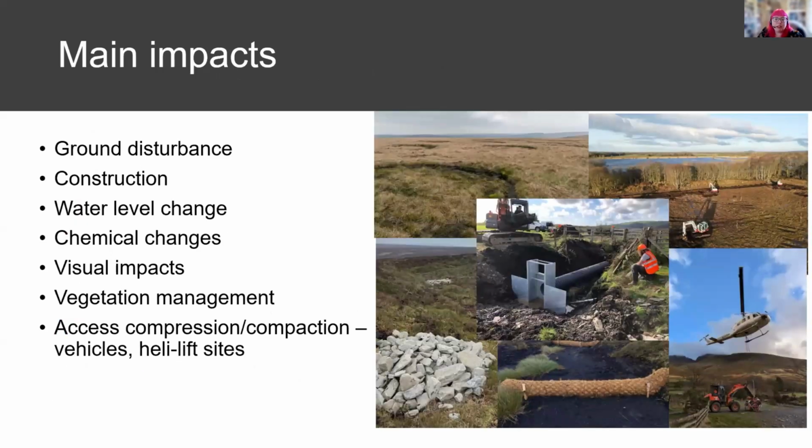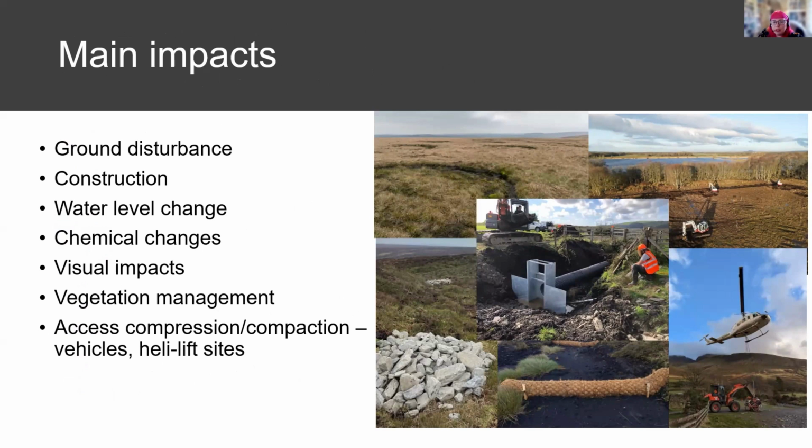So what are the impacts that we tend to see from this kind of work? Obviously, we see ground disturbance. If you look at the top left photo, that's a scallop bund, which is intended to retain water on the moors. You also see a lot of use of borrow pits to win material to fill moorland grips or drains. Lots of machinery on there.